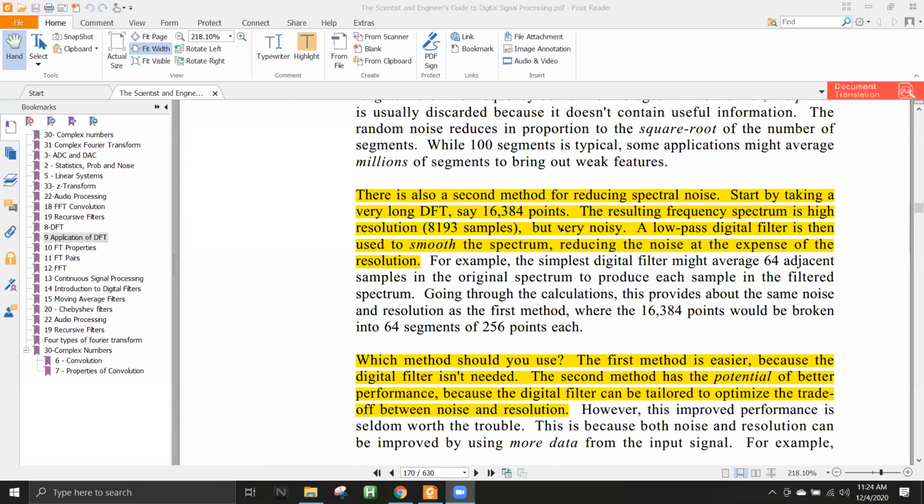After it takes a large DFT, it makes the corresponding frequency spectrum go through a low pass digital filter. We haven't talked about digital filters, so you won't know what it will do. For now, just know that it will smoothen out the signal so that it reduces the noise, and only the main peaks that are necessary will remain. So it will reduce the noise at the expense of resolution.